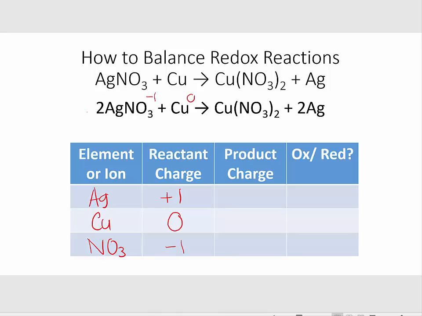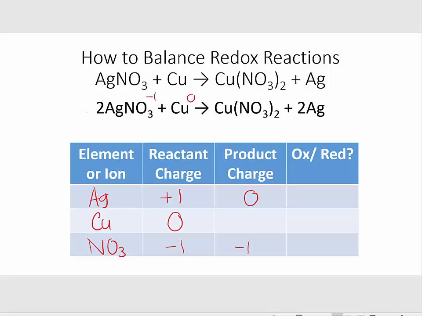That's the charge that it has on the left-hand side. Now we're going to go to the right-hand side. Nitrate, we'll start there again. Did it change? Is it going to change? Well, it's still bonded, but this time it's bonded to copper, so its oxidation state's not going to change. It's one of those things we have memorized. On the right-hand side, we see that silver is by itself. It is not bonded. That means it has a charge of 0.